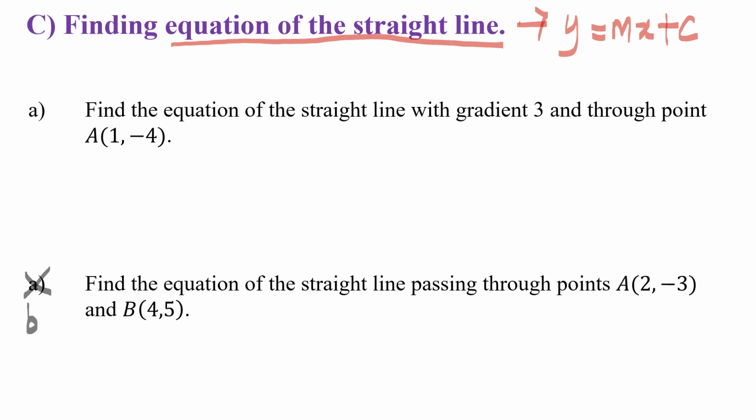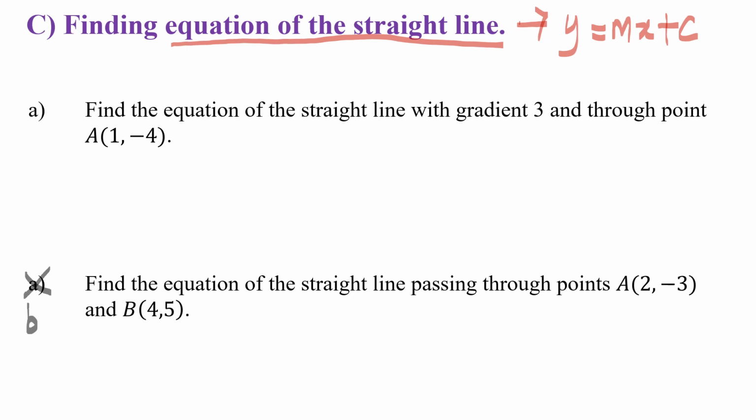Okay, m is the gradient, c is the y-intercept. In other words, if you want to form equations of a straight line, you need to find gradients. You need to find the gradient and you need to find the y-intercept value. Sometimes you may have zero gradient or undefined gradient, but that's another story really. In this example here, we can find the gradient and we can find the y-intercept.